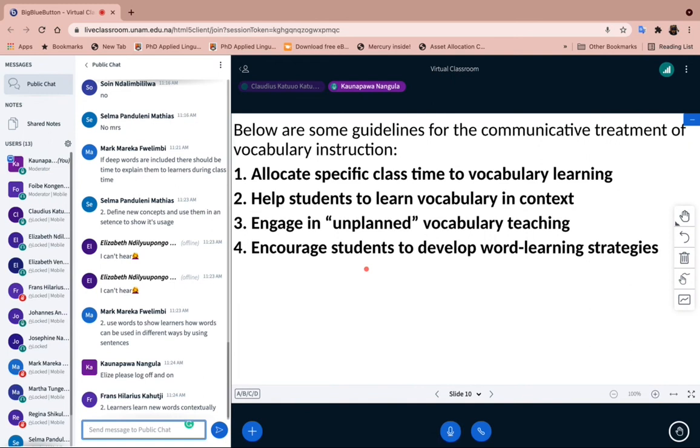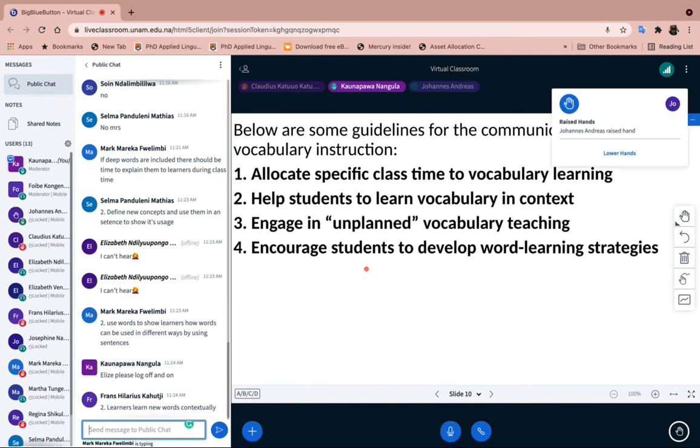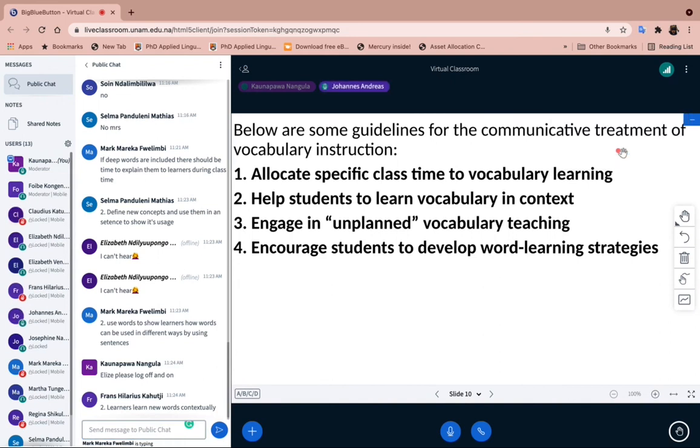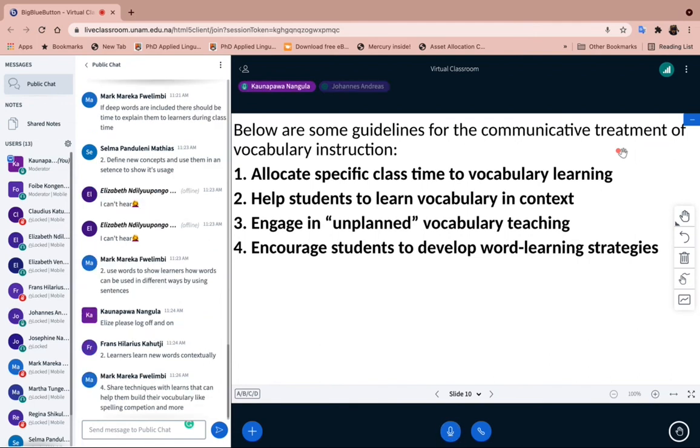What do other people think? I saw that there were a number of people typing, but now I'm only seeing Mark. All right, yes, Johannes, go ahead. I think with number 3, we are going to give the learners the chance to predict the meaning of the vocabulary in the text. Okay, thank you very much. Thank you for your contribution. I appreciate any contribution, because now we are just predicting. All right, we will verify later.